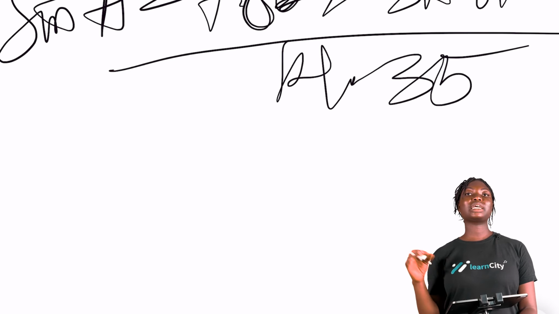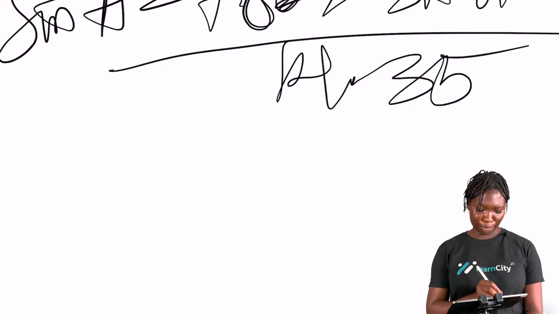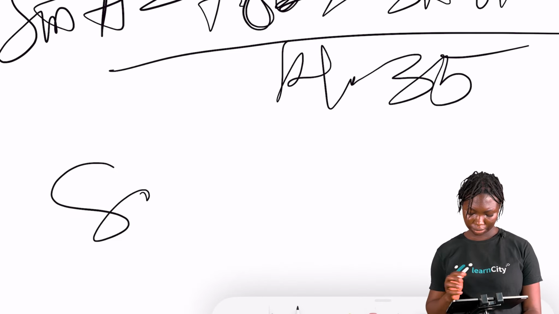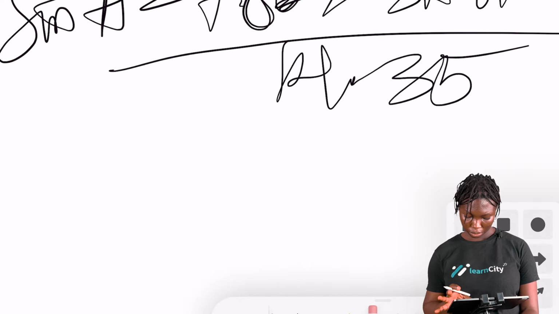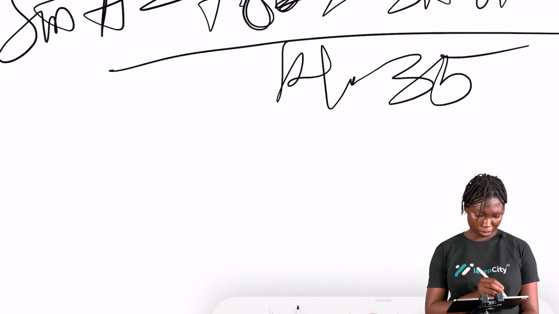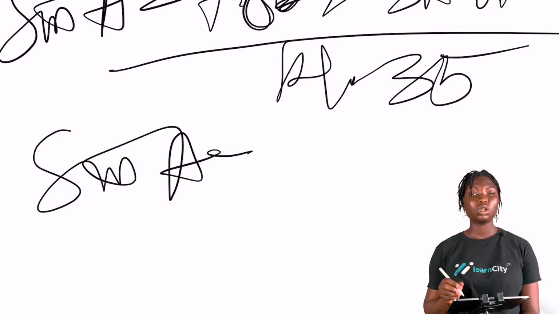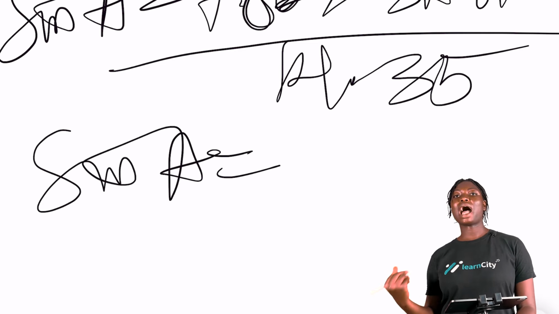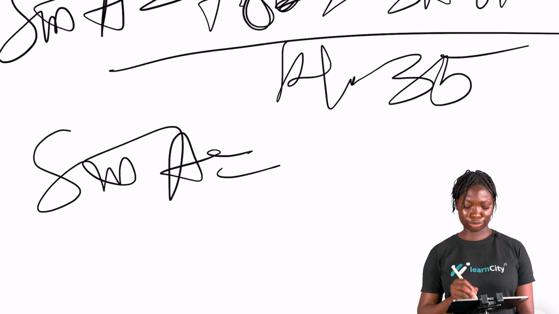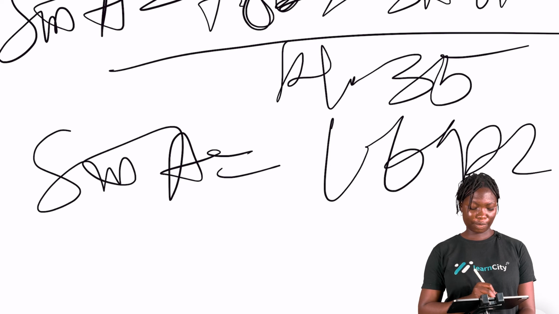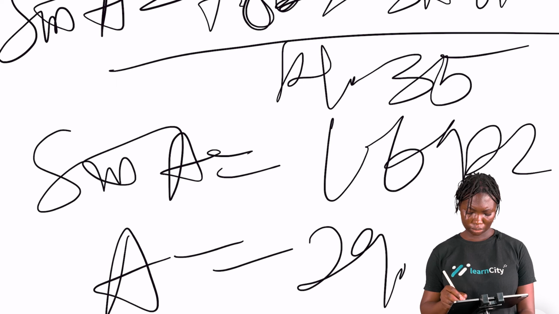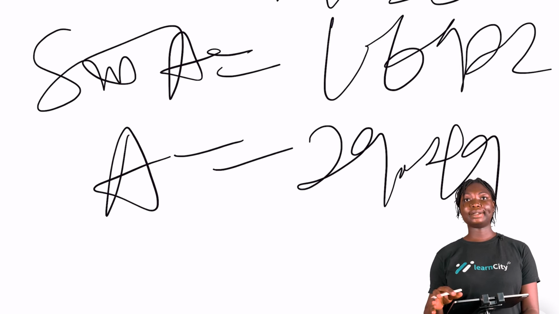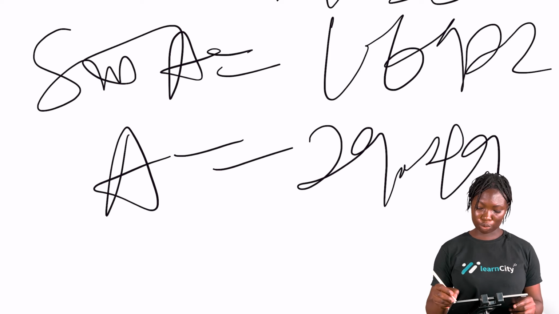So here, using our logarithm table or our calculator, we have sine A to now be 0.4922, and we have our A to be 29.49 degrees.